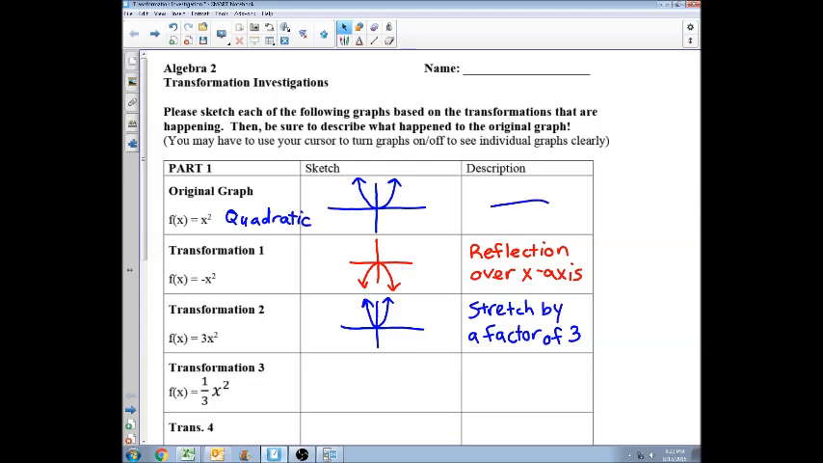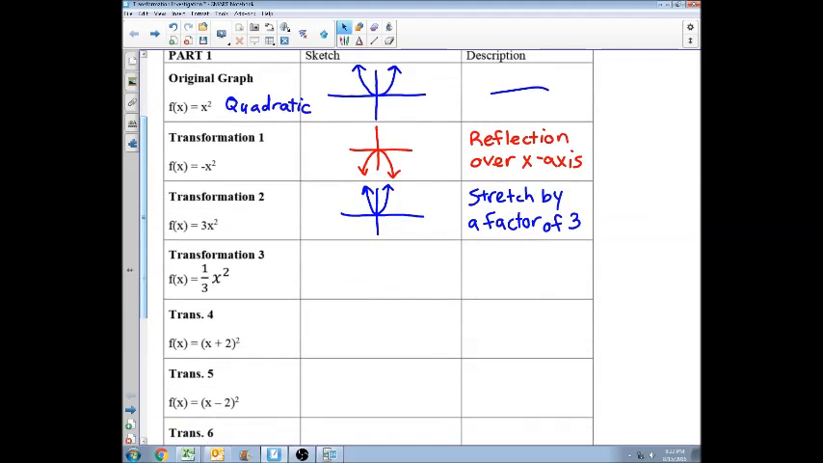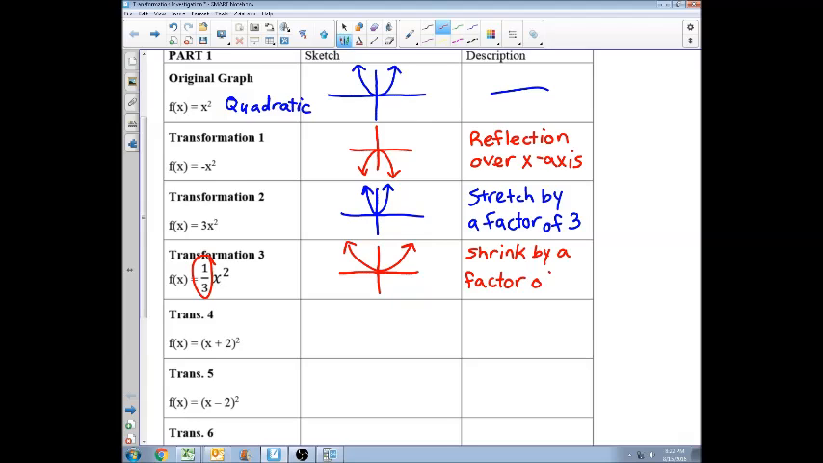So in this transformation, it's going to open up wider, cross at 0, 0, and we call this a shrink by a factor. Well, it's going to shrink by whatever we're multiplying by. In this case, it's the 1/3. Same thing as dividing by 3. So it's a shrink by a factor of 1/3. Okay? Let's move on to our next transformation.